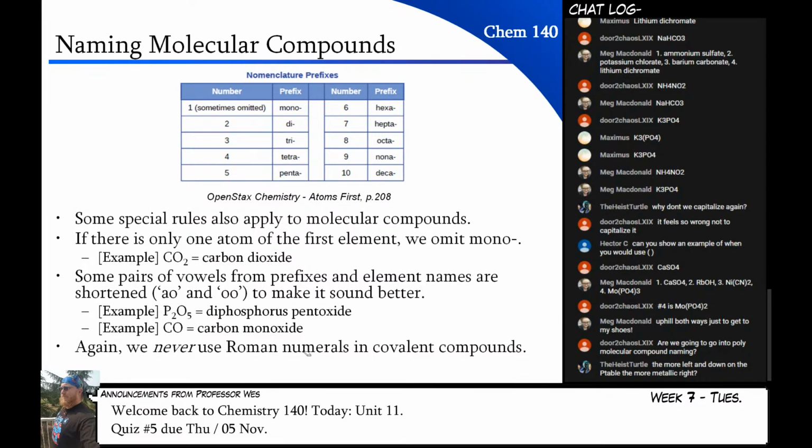The last thing to note is, again, no Roman numerals, because these compounds don't have charges. In the previous section, we said use the Roman numerals for transition metals to figure out what their charge is. But that only applies in ionic compounds. In covalent compounds, there are no charges, so you will never use Roman numerals here.